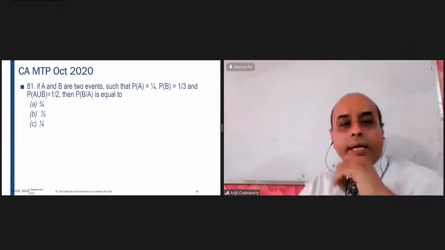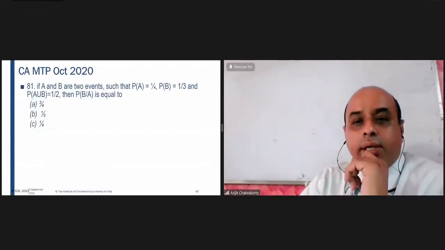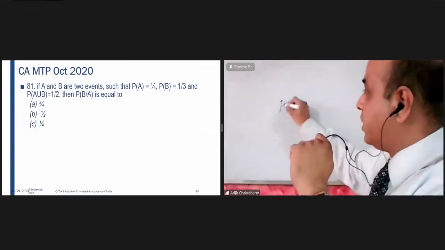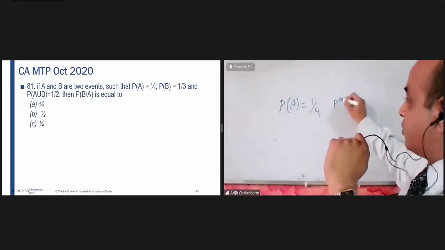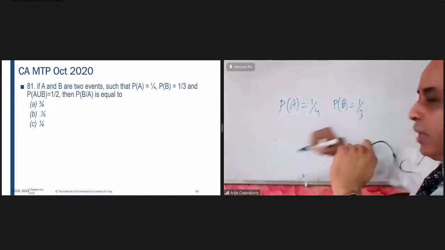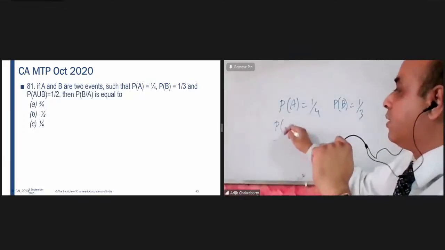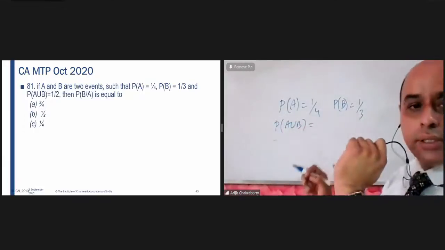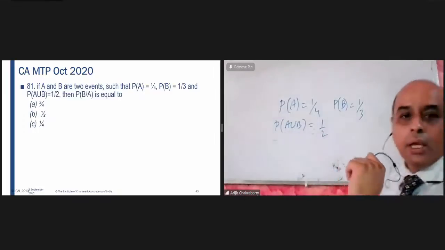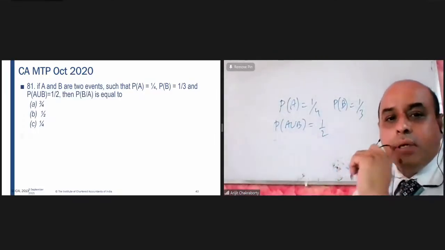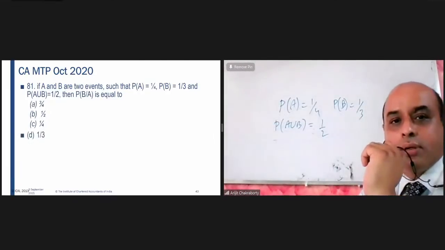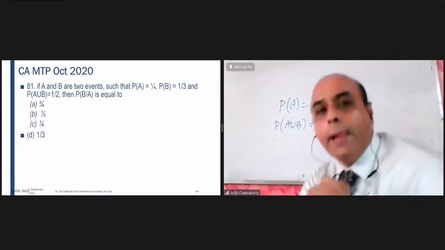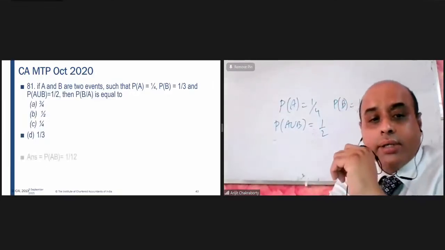Okay. So A and B are 2 events such that P(A) is 1 by 4, P(B) is 1 by 3. Let's write it down. Probability A is 1 by 4. Probability B is 1 by 3. And probability A union B is given half. Now, what is the probability of B provided that event A has already taken place?